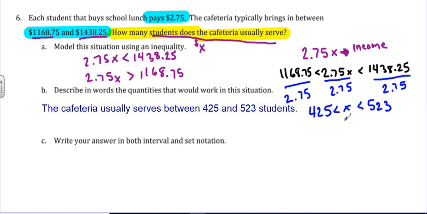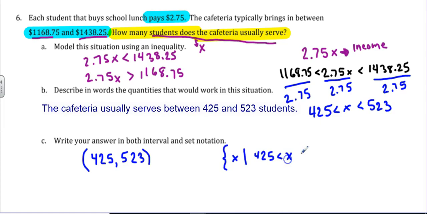So we're between these two numbers, and I have a less than symbol and a greater than symbol, so I'm going to use parentheses. All right, 425, comma 523. And then to use set notation, 425 is less than x, which is less than 523. So the set of all x such that x is greater than 425 and less than 523.